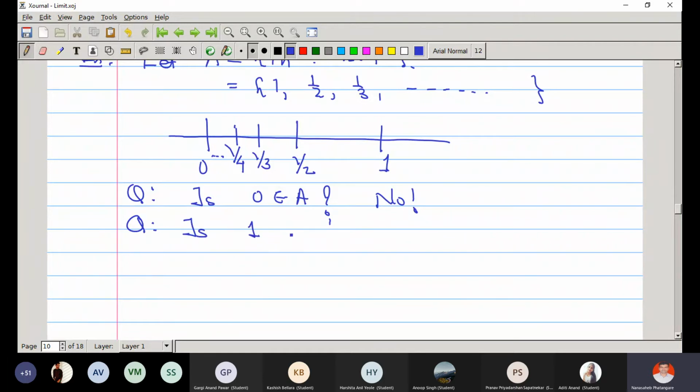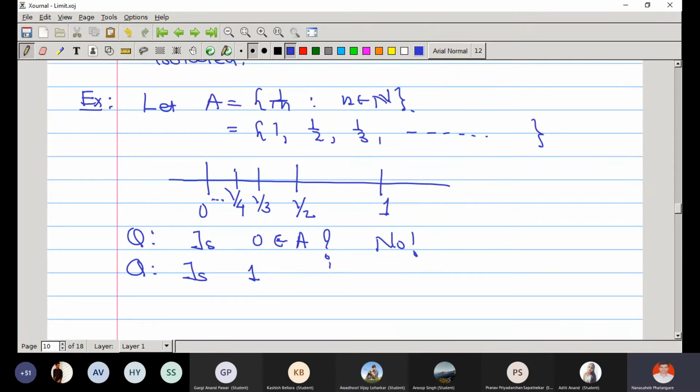Sir, I have a doubt. If 1 by infinity is there, then it will be 0. Infinity is not a natural number. Is infinity a real number? No, sir. And what are the elements of the set? Elements of sets are constructed using natural numbers. But infinity is not available in natural numbers. We cannot construct 1 by infinity. Your doubt is clear? Yes, sir.